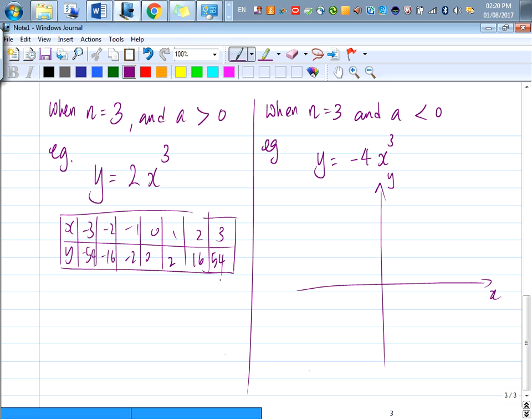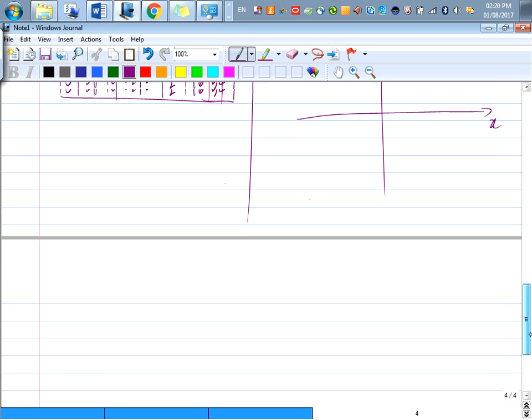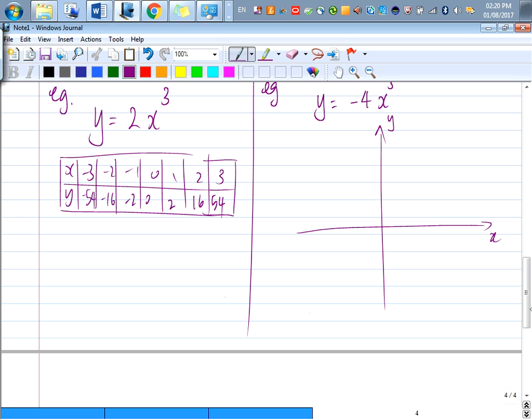Do you all get these values? Yes, okay. I don't know why quite a number of you, after you get a table, refuse to draw your graph. You have your x and y axis already. Don't worry. Try to sketch it as accurately as you can.